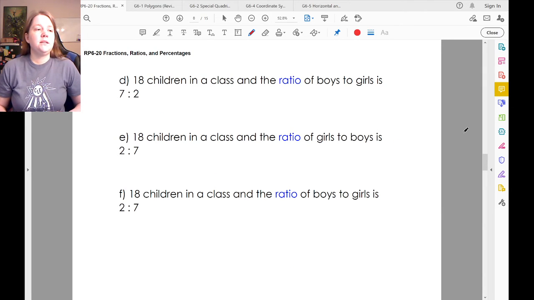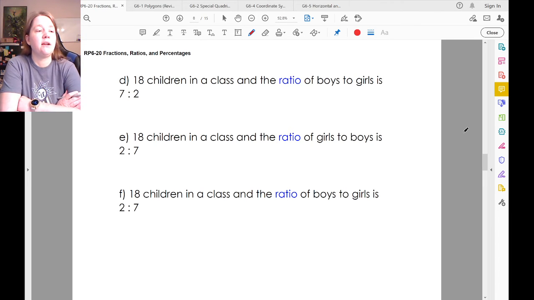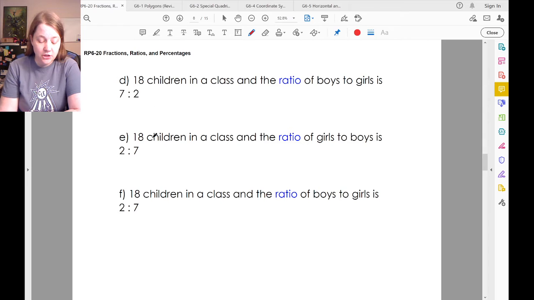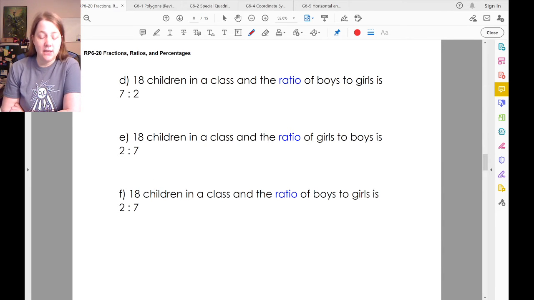If there are 18 children in a class and the ratio of boys to girls is 7 to 2, we're going to read this carefully so we can see the differences in these problems. They all say that there's 18 children in the class. We can see this. The first question asks for the ratio of boys to girls. There are 7 boys to 2 girls, and we can see that here.